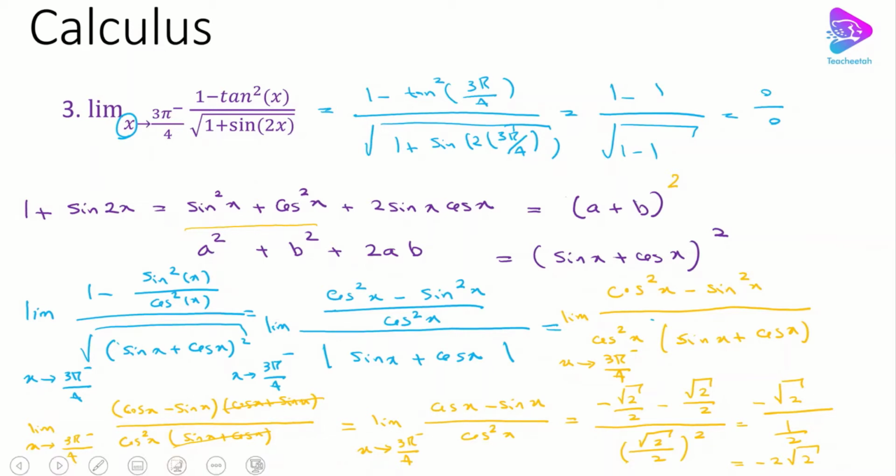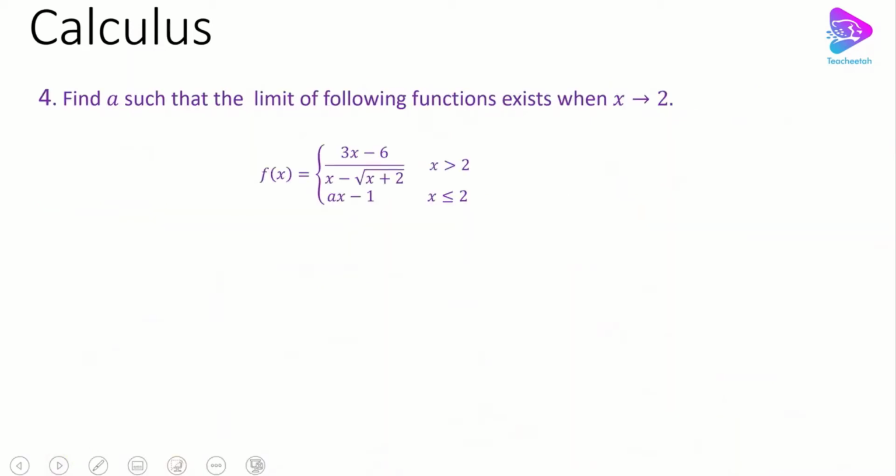Okay, let's look at the very last problem that I have for today. The problem is saying, find a such that the limit of the following function exists when x is approaching 2. When the limit exists, when we are approaching from the left side and when we are approaching from the right side, we are getting the same number for that limit. It means that the limit exists, and we have to do this for the problem that we are solving.